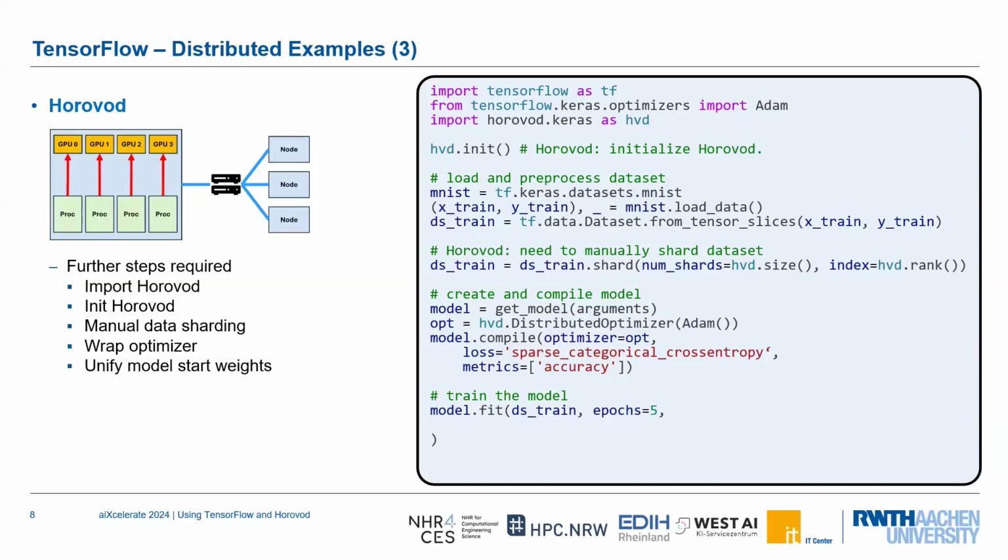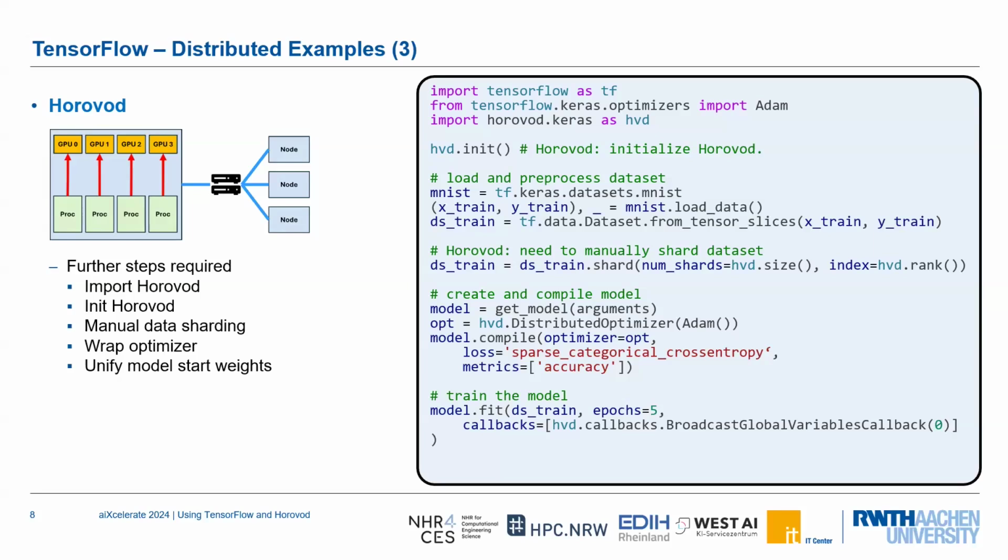And this is done in the model fit using a special callback. You can pass callbacks there. And this callback is the broadcast global variables callback. And this basically does exactly that thing. It broadcasts the weights from rank 0 to all the other copies so that we have a unified starting point. And that's it. It looks a little bit nicer, a little bit cleaner compared to the hacky JSON environment variable workflow. And in tests, we have seen that it's also more performant.